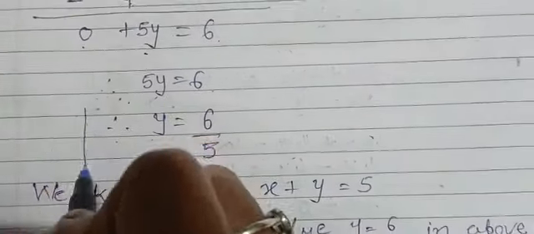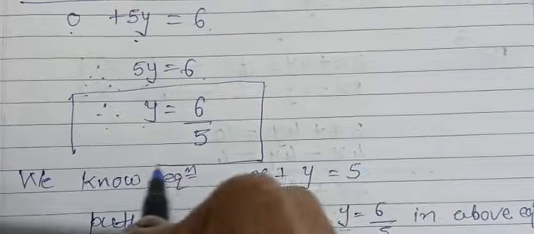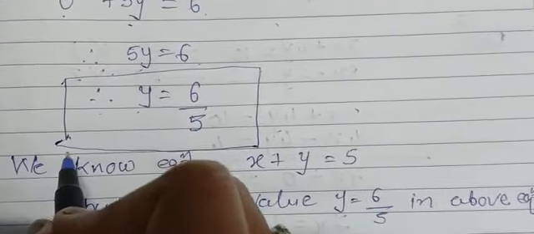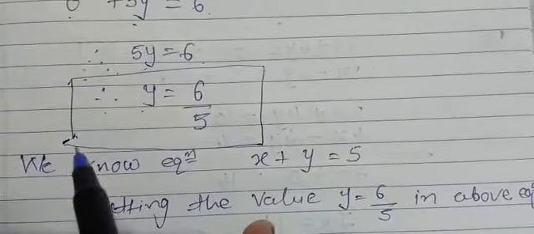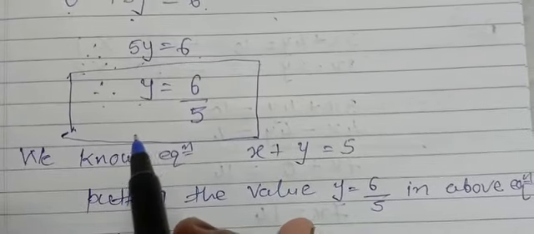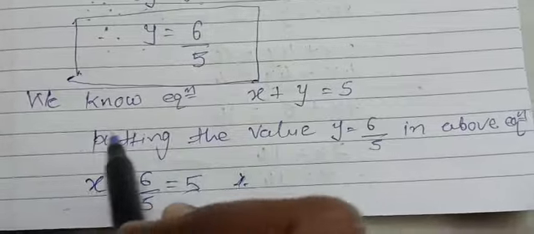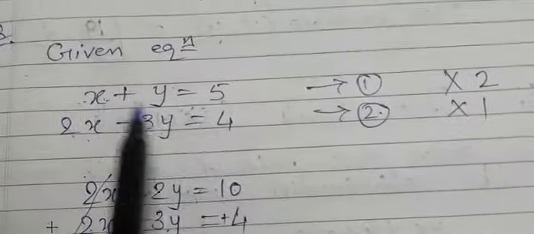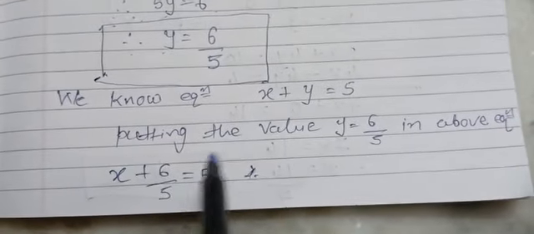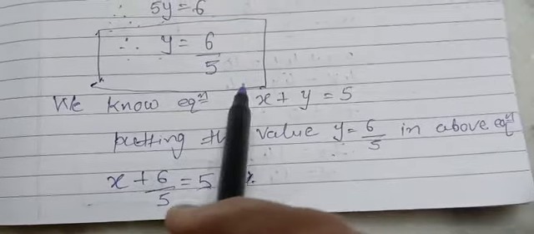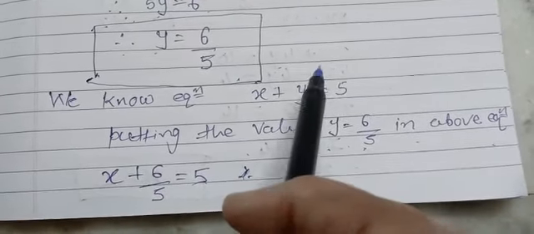So, this is our first variable value. Based on the elimination of the x value, we have found the value of y. Now, we know the equation x plus y is equal to 5. This is given in the question itself. So, we are putting the value y equal to 6 by 5 in this above equation.